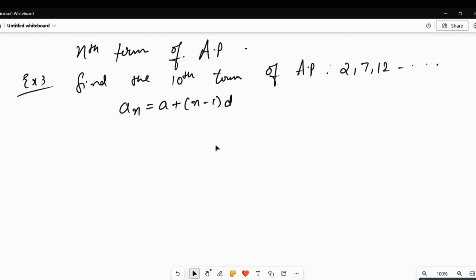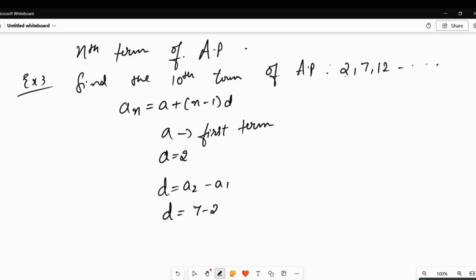Listen once here. A is the first term. Okay. So the first term is what? A is equal to 2. Then the common difference is what? A2 minus A1. So D is equal to 7 minus 2, that is 5. D we got, A we got. What about N? We want to find the 10th term. So here N is equal to 10.